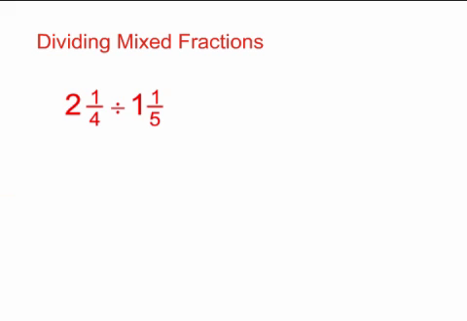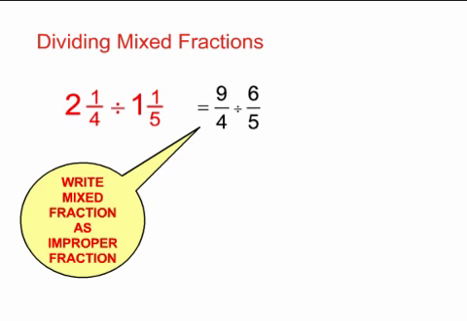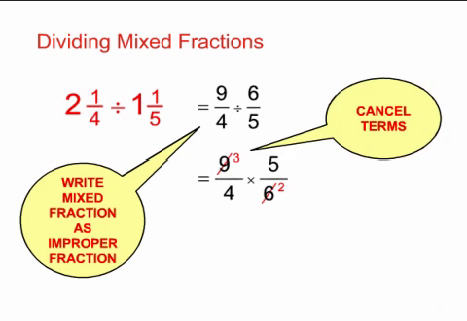Let's divide two mixed fractions, 2 1/4 divided by 1 1/5. Before we actually carry out the division, we must express our mixed fractions as improper fractions. So 2 1/4 is 9 over 4, divided by 1 1/5 is 6 over 5. Now we carry out our division by first of all changing the division sign to a multiplication sign, and then taking the reciprocal of 6 over 5, which becomes 5 over 6.